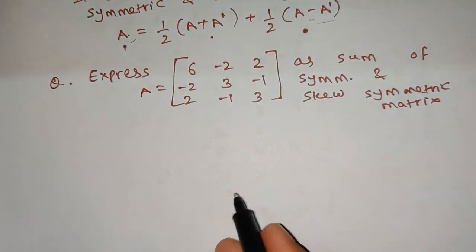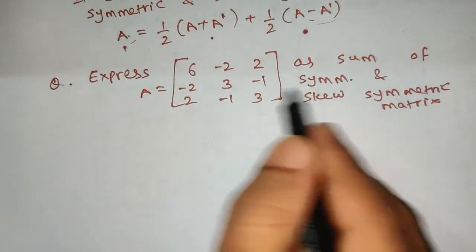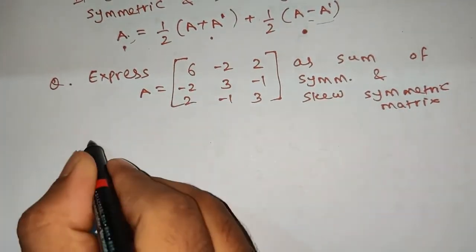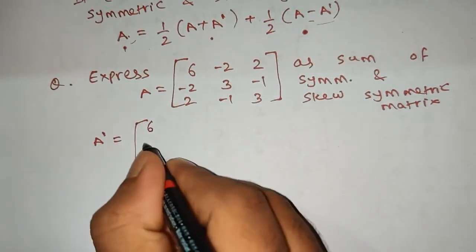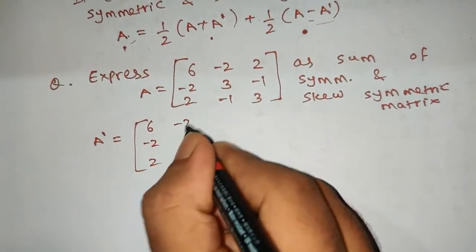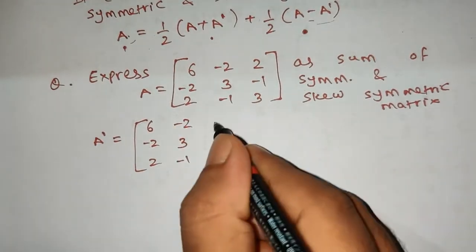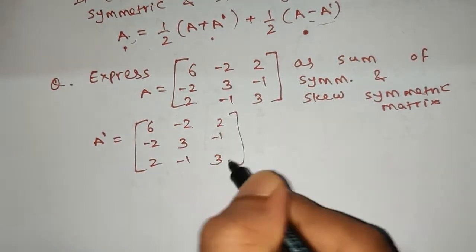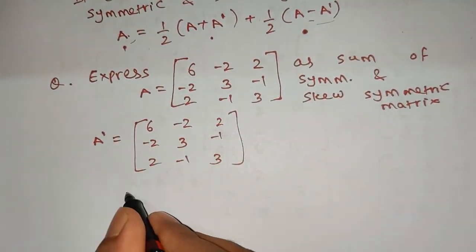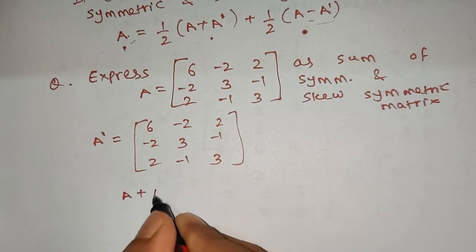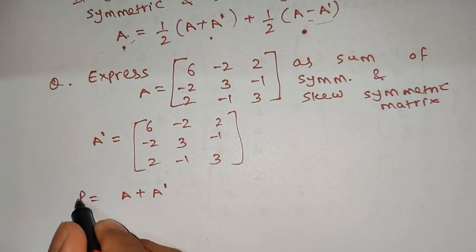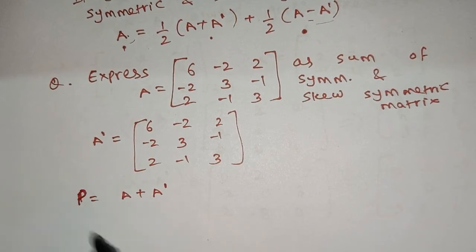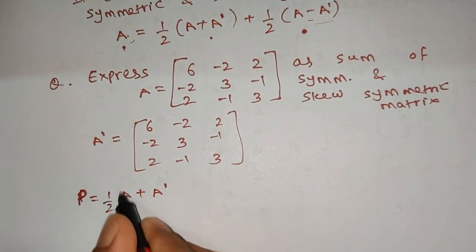I already know that if I am given a matrix, I have to denote it with some capital letter, and then the first thing to find symmetric or skew symmetric is finding the transpose of the given matrix. So whatever is in a row, I'll write in columns: minus 2 3 minus 1, and then 2 minus 1 3. Then whenever I find A plus A transpose, let me denote it by some capital letter P, add these two and take half of this.